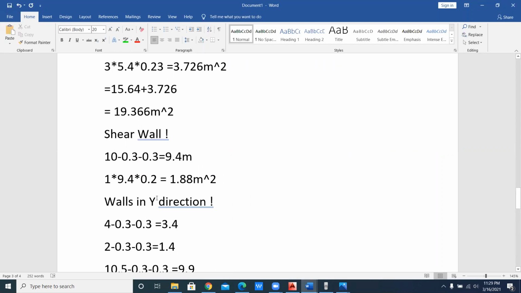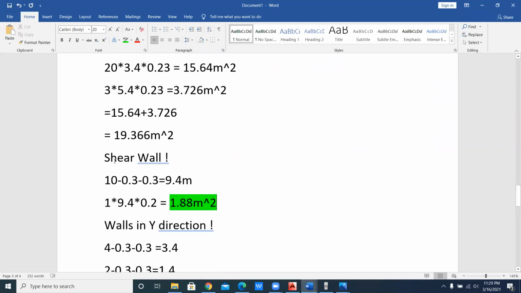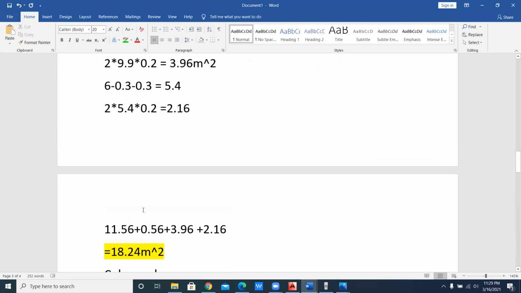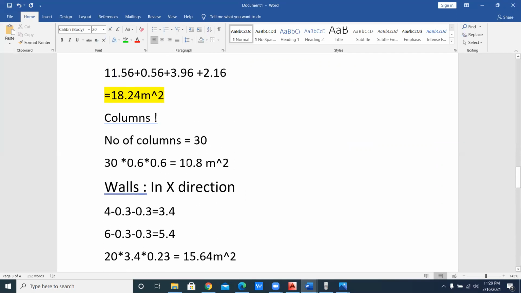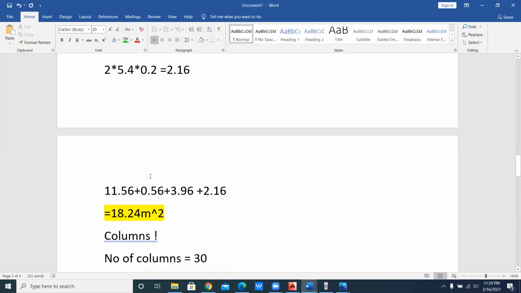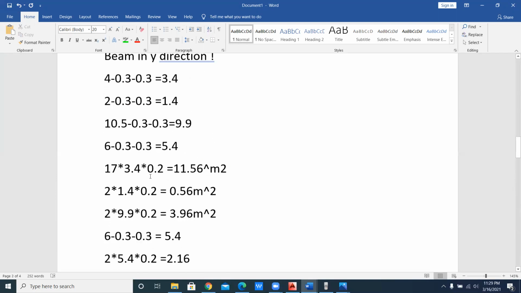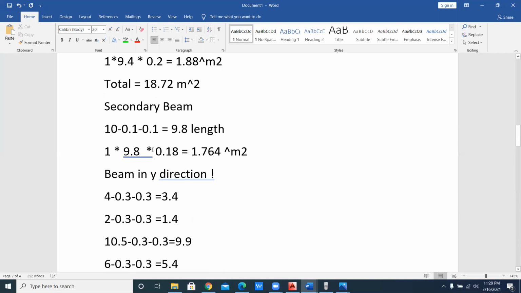Okay, wall in y direction, that is shear wall. This one, that is air wall. This one, okay, this one wall in x direction. Hope so, I'm going good. That is 10.8. That is this one, 18.424.